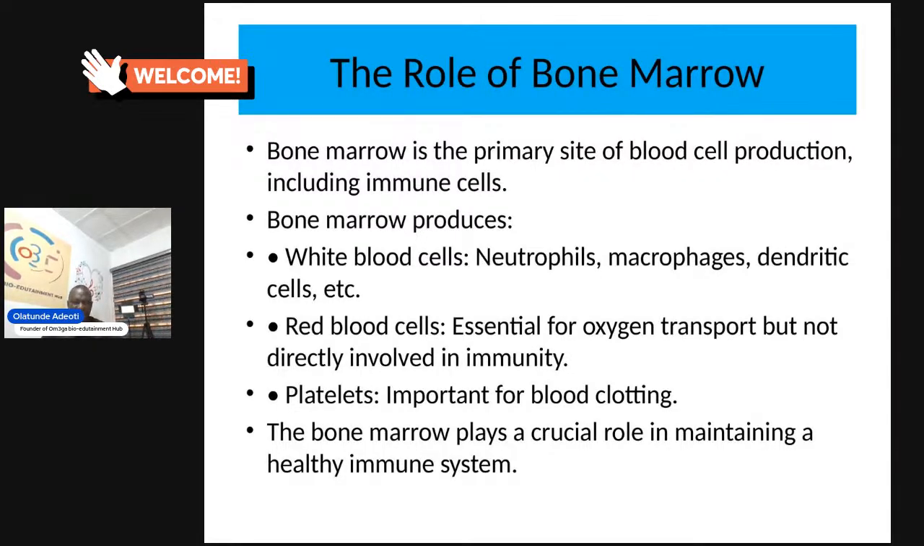Then the role of bone marrow. What role does bone marrow play in the immune system? Every white blood cell, red blood cell, and platelet is primarily synthesized from the bone marrow. That is the reason why, whenever you have bone marrow transplantation, what you are indirectly trying to do is boost the immune system. So bone marrow is the primary site of blood cell production, as well as the site where the immune cells are produced.